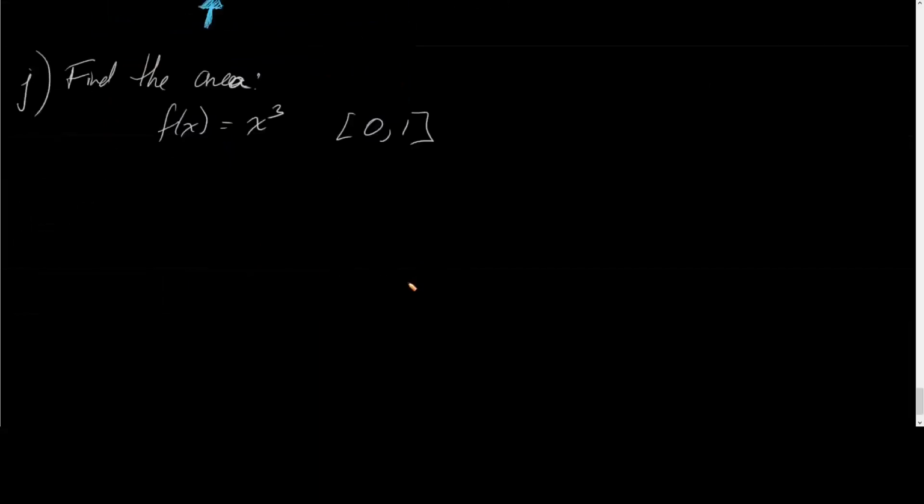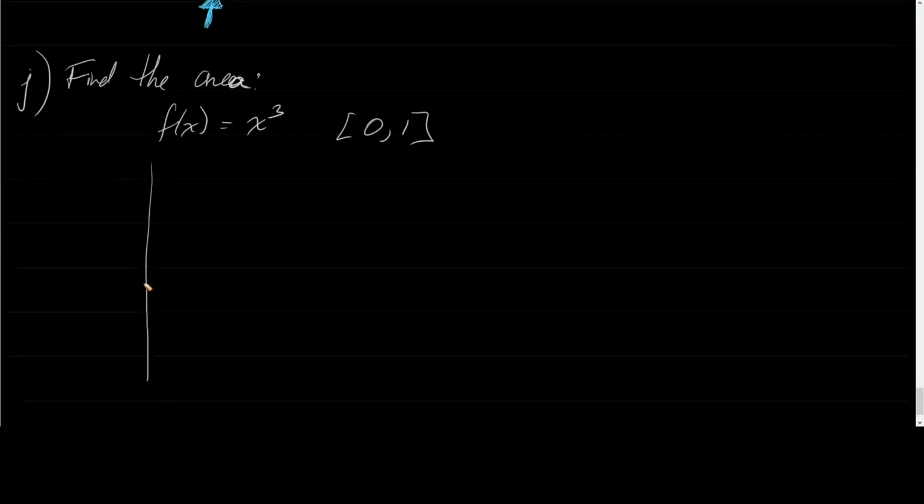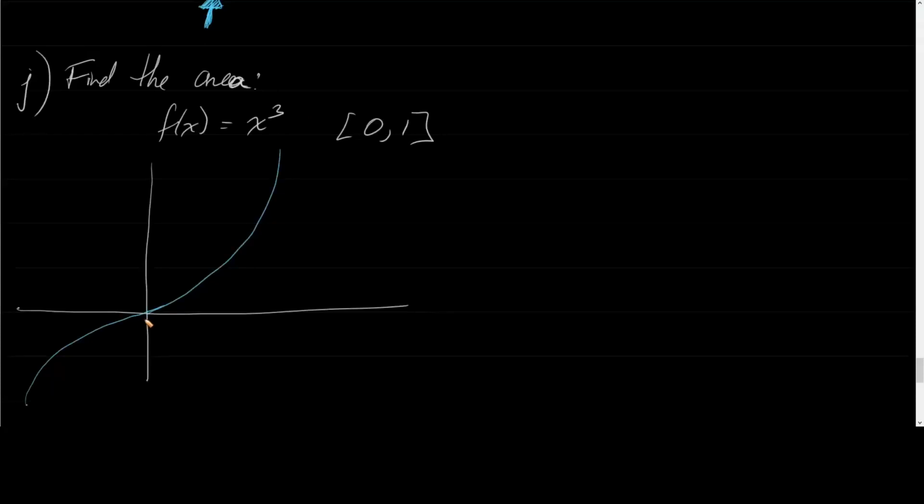So let's get a visual as to what we're talking about here. I'll lower this a little bit. x cubed looks something like this, and we're trying to go from 0 to 1. So let's say that this right here is 1. And what we're finding here is this area inside here, this little wedge that kind of looks like a triangle, but it's not a triangle. We're trying to find the area of that little wedge.